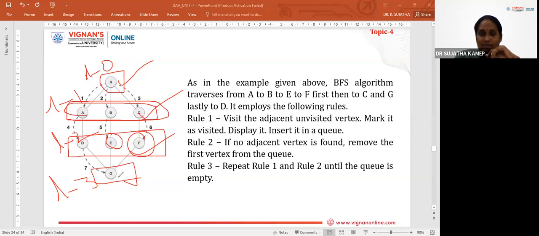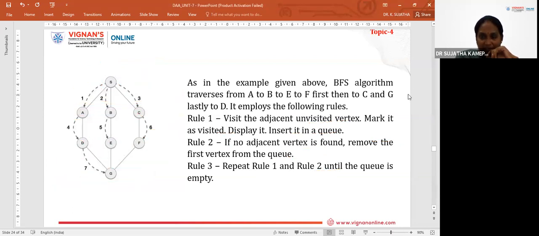Now let us see the rules that we are defining here. Rule 1 is visit the adjacent unvisited vertex, mark it as visited and display it and insert it in a queue. Rule 2: if no adjacent vertex is found, then remove the vertex from the queue. Rule 3: repeat rule 1 and rule 2 until the queue is empty. These 3 rules are to be repeated while we are going for implementing breadth first search.